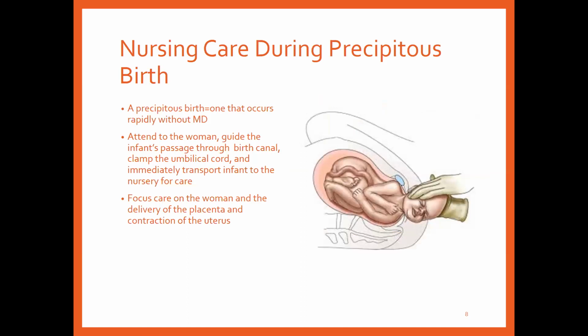So make sure that we attend to the woman, guide the infant's passage through the birthing canal, clamp the umbilical cord, and immediately transfer the infant to the nursery for care. So we need to focus on the woman and the delivery of the placenta and contraction of the uterus, so that way mom doesn't bleed out and whatnot. So when a precipitous birth happens without the doctor being there, a lot of times it's the nurses just delivering babe. The mom may actually be disappointed or frightened.